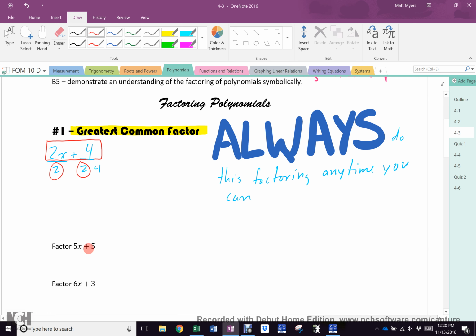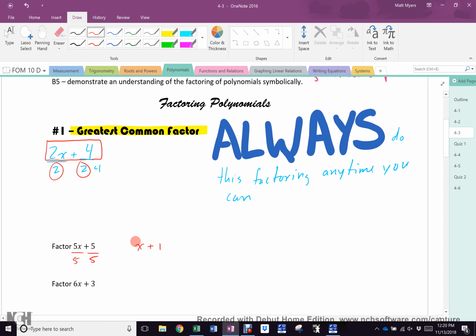So let's do this very first one, then the second one together. What are my options for dividing stuff out of 5? I can only take 1 or 5, and Myers just said we throw 1 out the window. So we're going to divide them both by 5, correct? What does that give me? What is 5x divided by 5? x, because the 5's cancel. What is 5 divided by 5? 1.